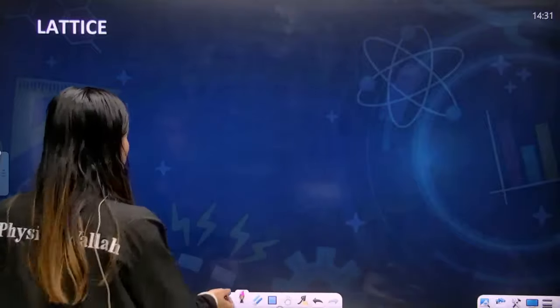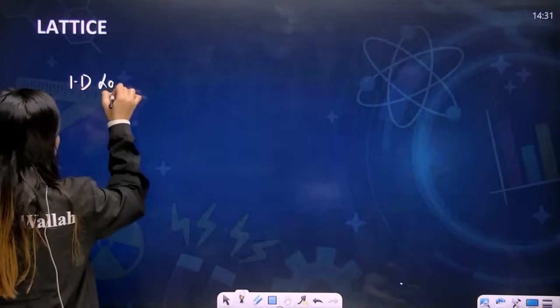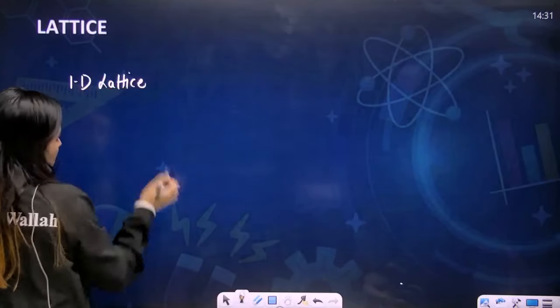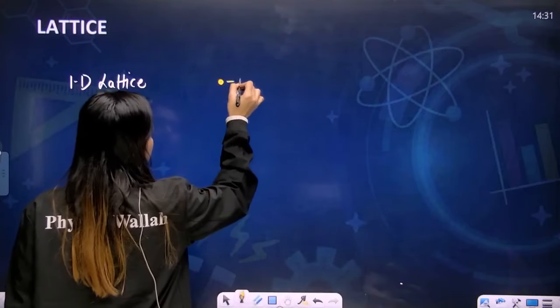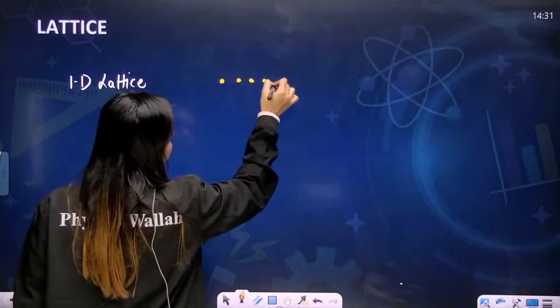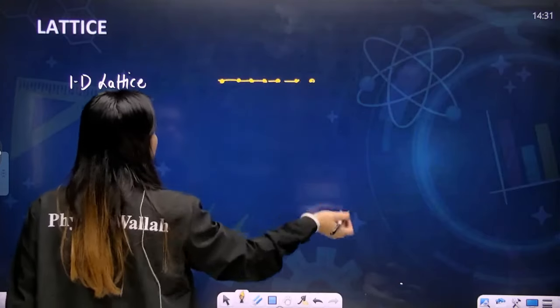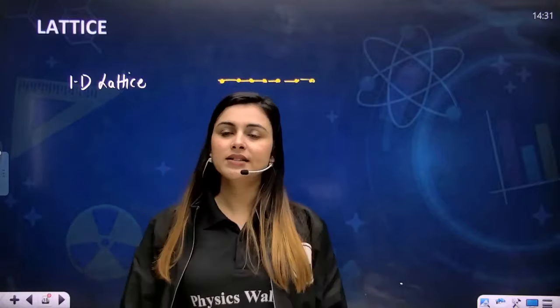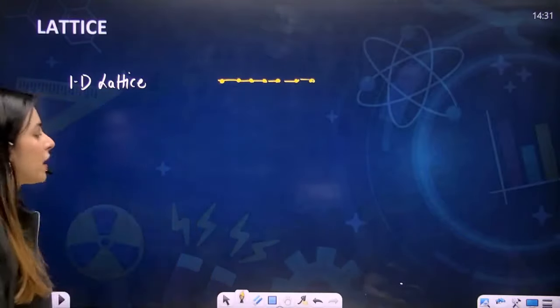It could be a 1D lattice, that is a one dimensional lattice. This means that you will have a lattice in one particular axis. So your lattice could be something like this. In any axis, x axis, y axis, z axis, it doesn't matter, but it is in one particular axis. So it will be a one dimensional lattice. Let's talk about the two dimensional lattice.